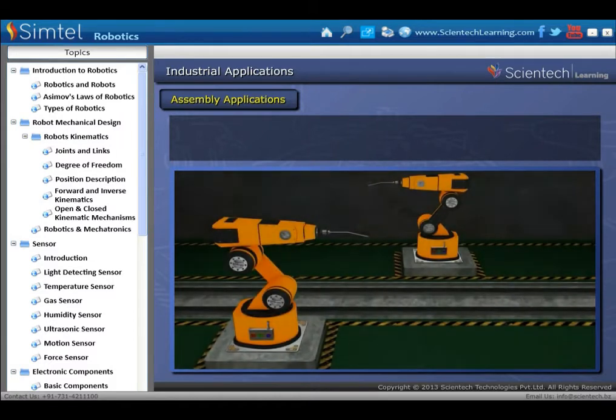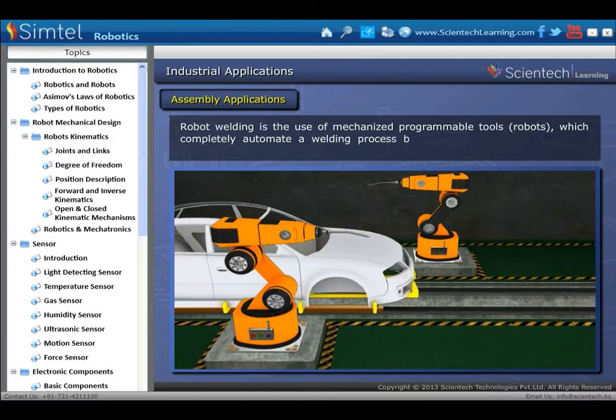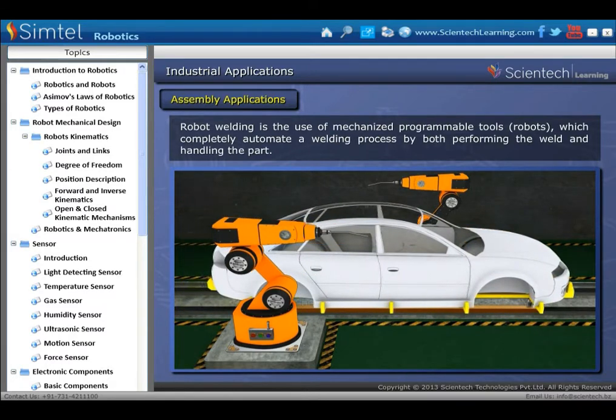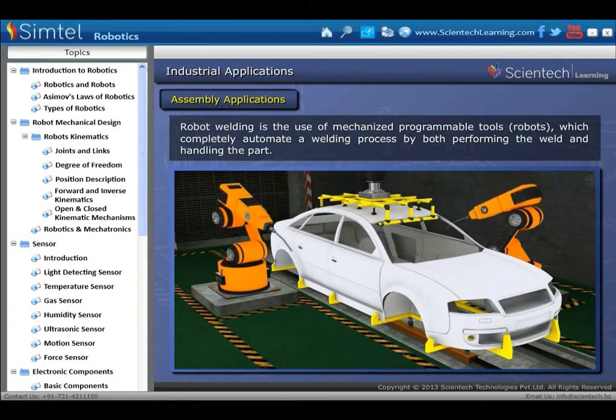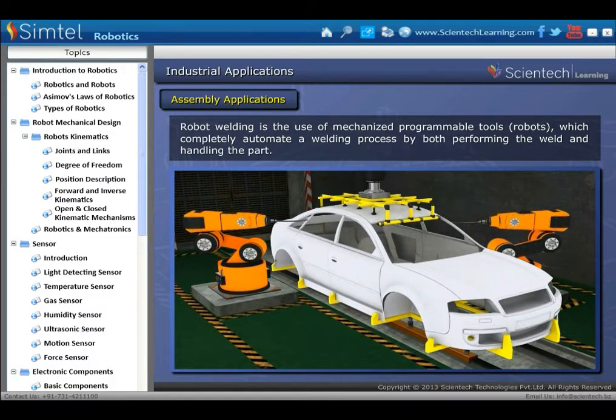Next application of robots in industry is assembly application. Robot welding is the use of mechanized programmable tools, which completely automate the welding process, by both performing the weld and handling the part.